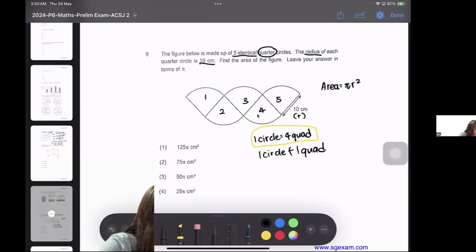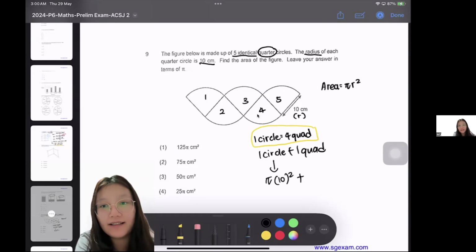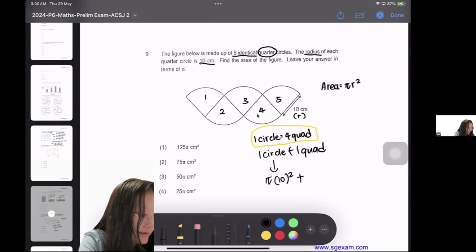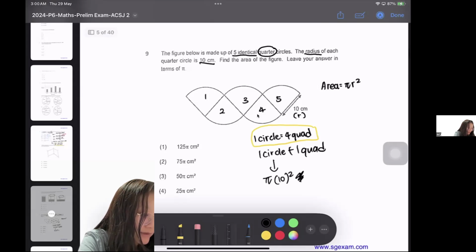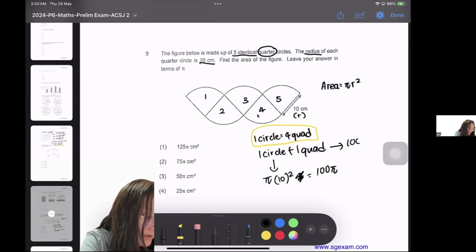So what you need to do is find the area of 1 circle, which is pi, the r is 10 squared, plus the 1 quadrant, which is 1/4 of that. So actually you can just find the 1 circle first. The 1 circle equals 100 pi. Then 1 quadrant will be 100 pi over 4.